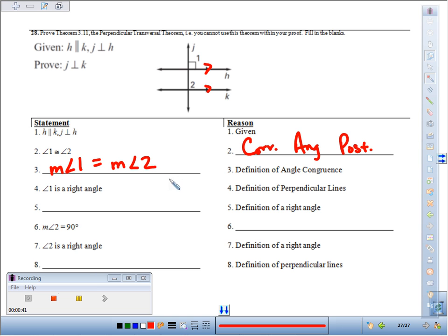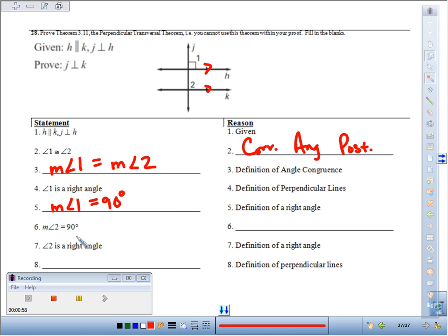2. Now, angle 1 is a right angle. How do we know that? Well, that's just the definition of perpendicular lines. They told us they're perpendicular, so by definition of perpendicular, we know angle 1 is a right angle. By the definition of a right angle, we know that the measure of angle 1 equals 90 degrees. A right angle is 90 degrees by definition.